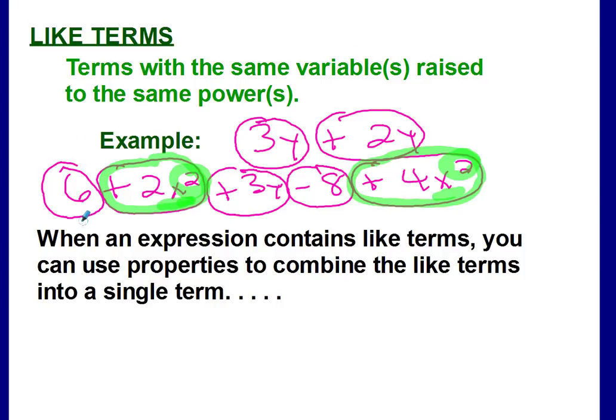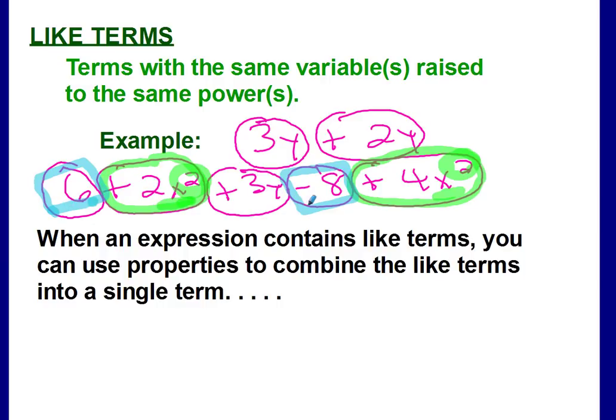Okay, constants are technically not like terms, but we kind of consider them, even though they don't have a variable. When they're just constants, we need to note that we have two constant numbers, because those can be added together, can be combined to make a simplified expression. And that's kind of what we do with like terms. When an expression contains like terms, you can use properties to combine like terms into a single term.